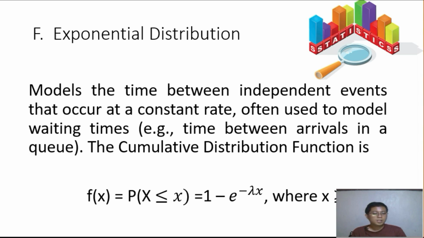So the exponential distribution is commonly used to model the time between independent events that occur at a constant average rate. This makes it particularly useful for scenarios like waiting times, or the time until an event occurs, like the time between arrivals in a queue. So let's have some examples.